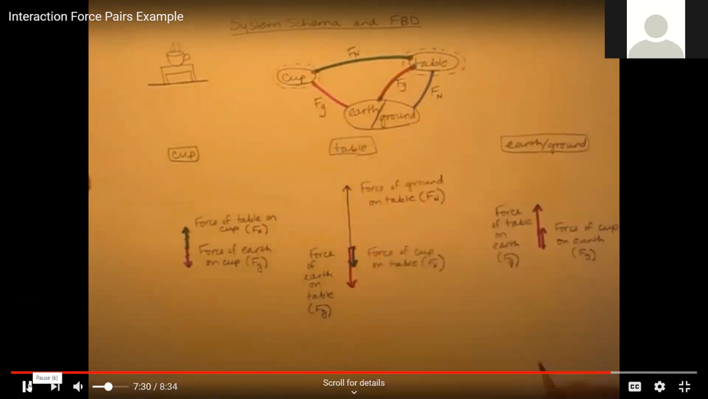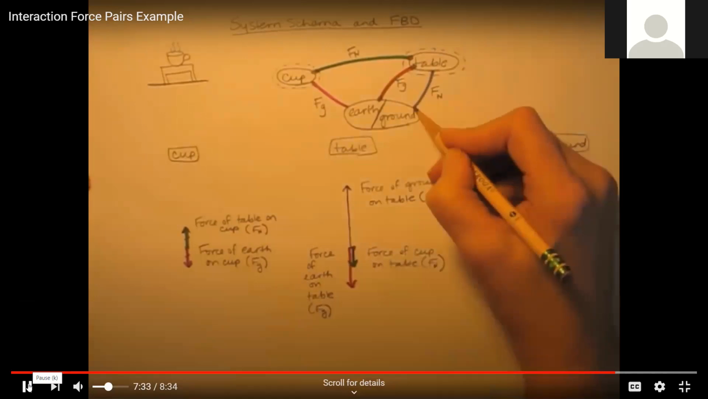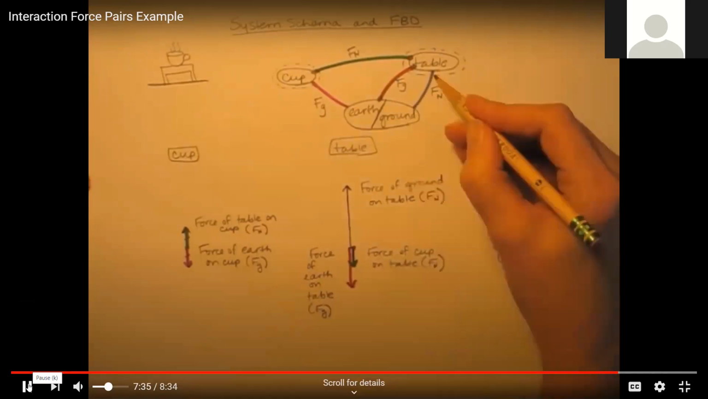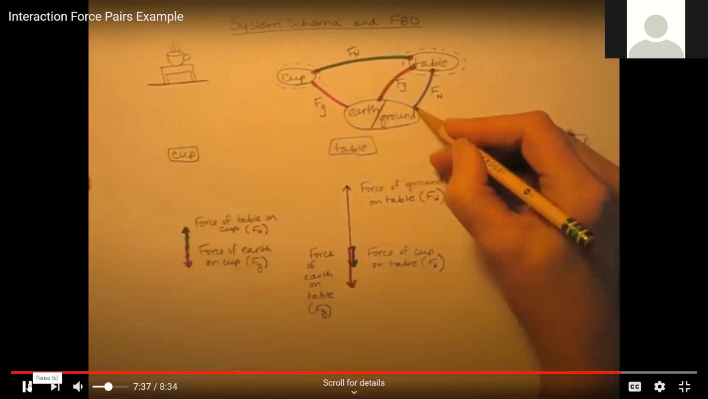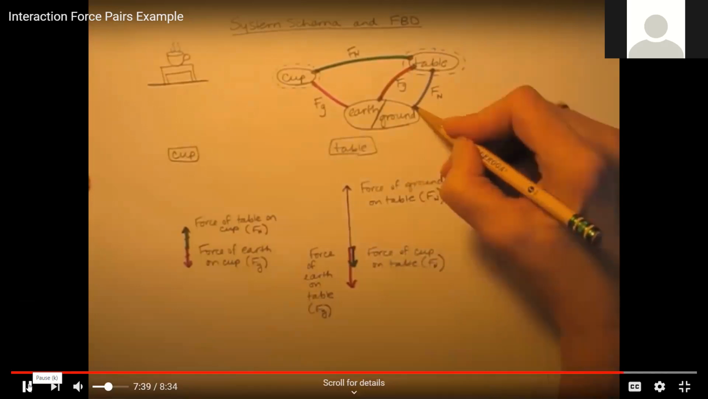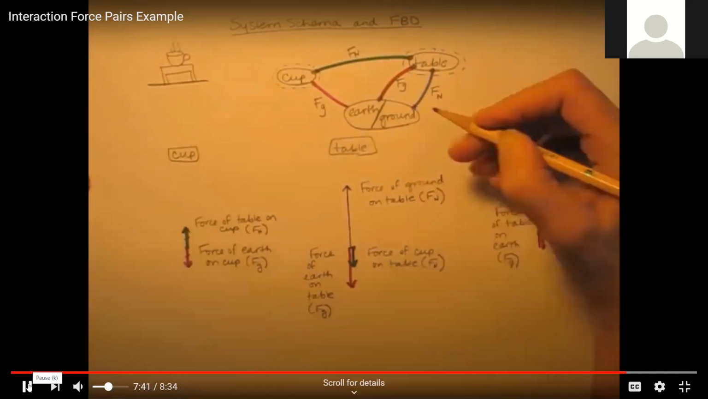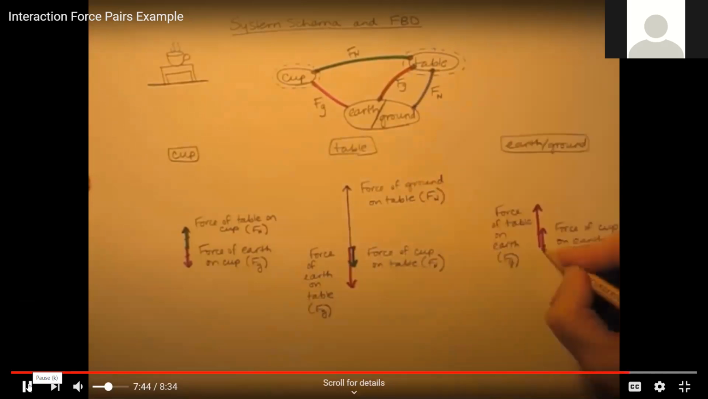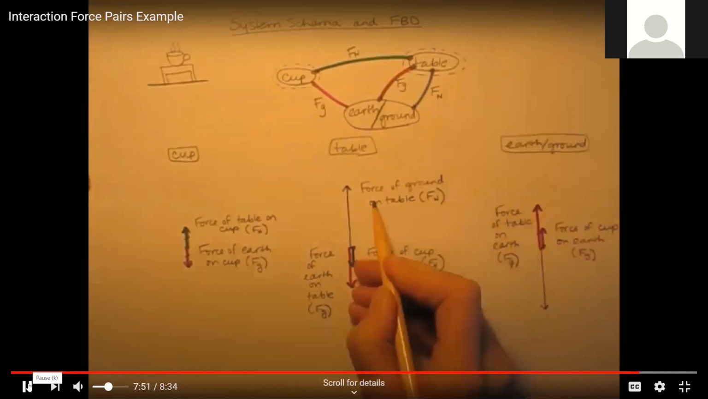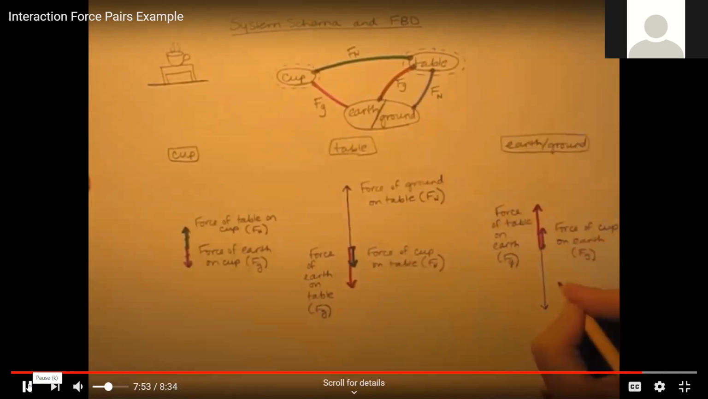Now where is the other force that's part of that interaction? This is the force of the ground on the table, so the other force is the force of the table on the ground. The table is pushing downward on the ground with an equal amount to the amount that the force was pushing up on the table. So this is the force of the table on the ground. And that is also a normal force.